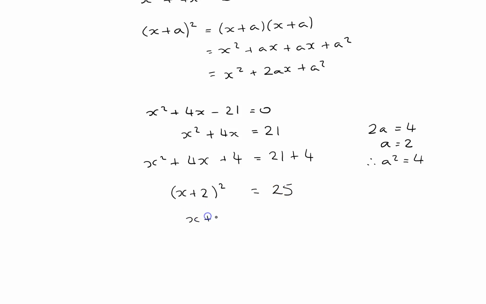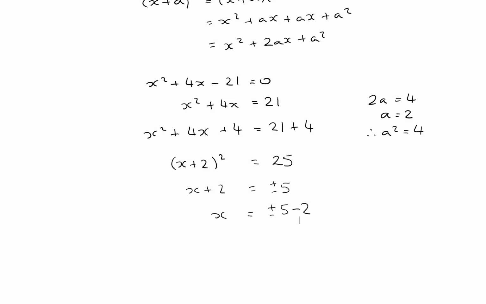So we get x plus 2 is equal to plus or minus 5. We're going to subtract 2 from both sides to get x on its own. So we've got plus or minus 5 minus 2. And that gives us two solutions. x equals, we'll take the first one first, plus 5 minus 2 is 3. Or minus 5 minus 2 is minus 7. So there are our two solutions for x. And we have solved our quadratic by completing the square.